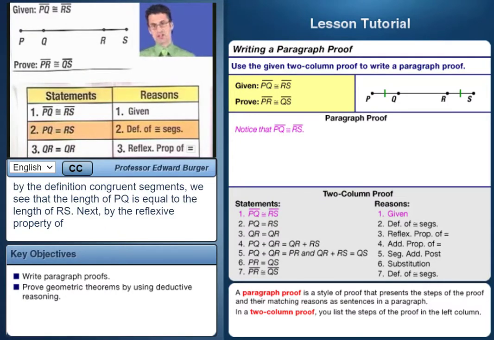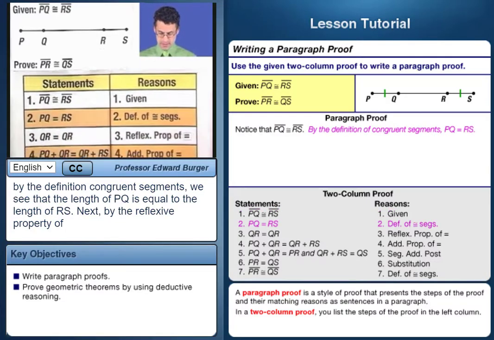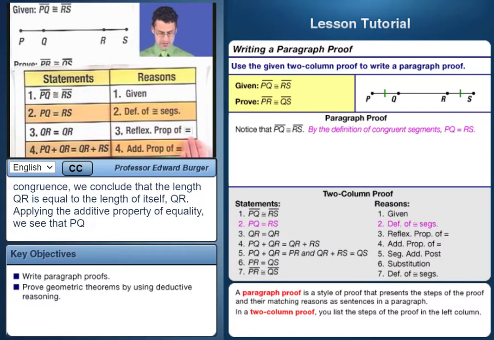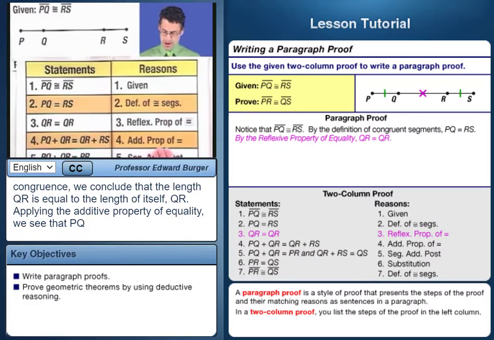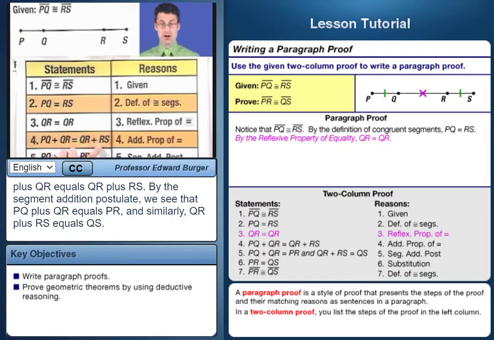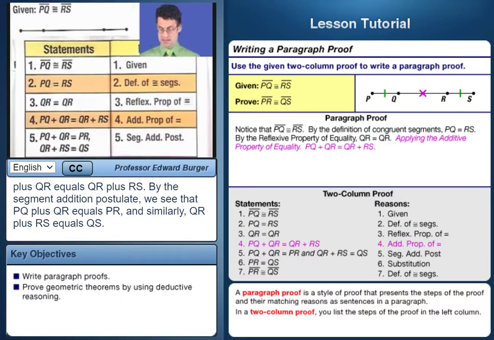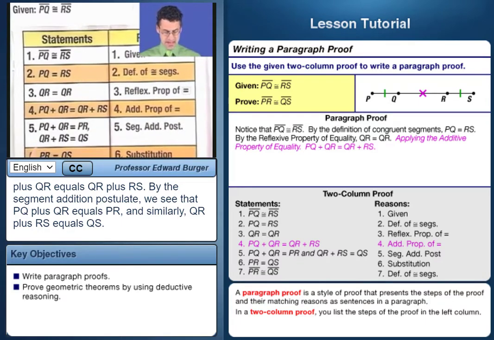Thus, by the definition of congruent segments, we see that the length of PQ is equal to the length of RS. Next, by the reflexive property of equality, we conclude that the length QR is equal to the length of itself, QR. Applying the additive property of equality, we see that PQ plus QR equals QR plus RS. By the segment addition postulate, we see that PQ plus QR equals PR, and similarly, QR plus RS equals QS.